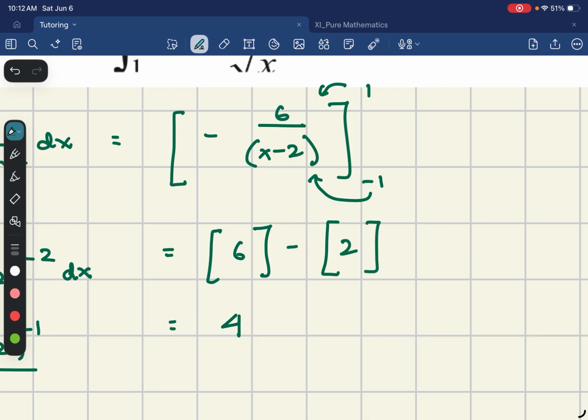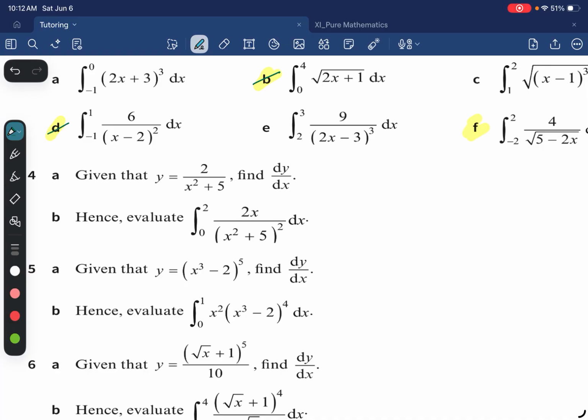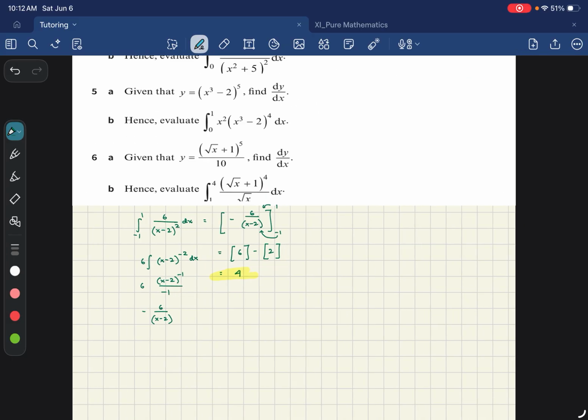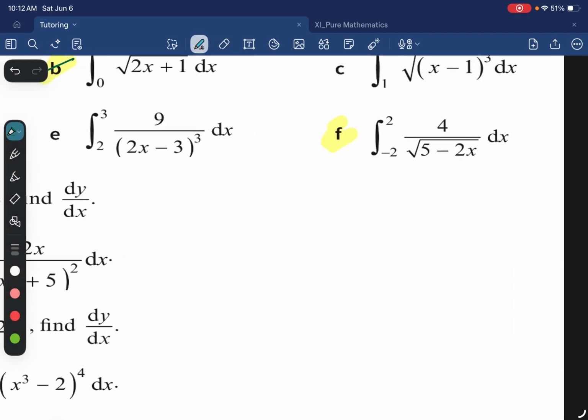So your final answer is going to come out as 4. And that is it. That is the solution. So I hope the substitution was clear. And now we are going to do F.